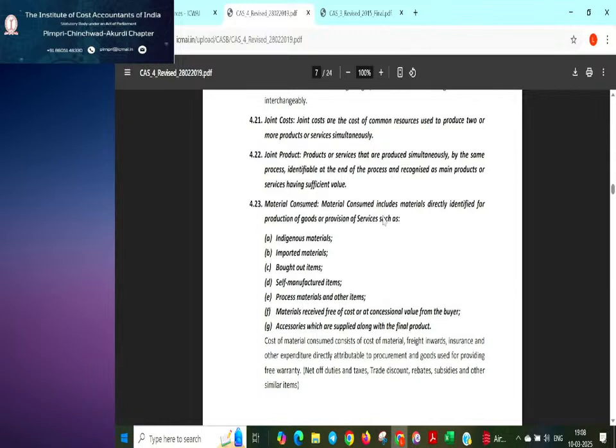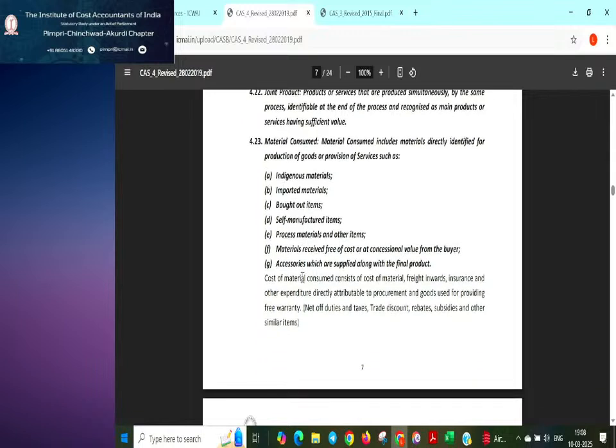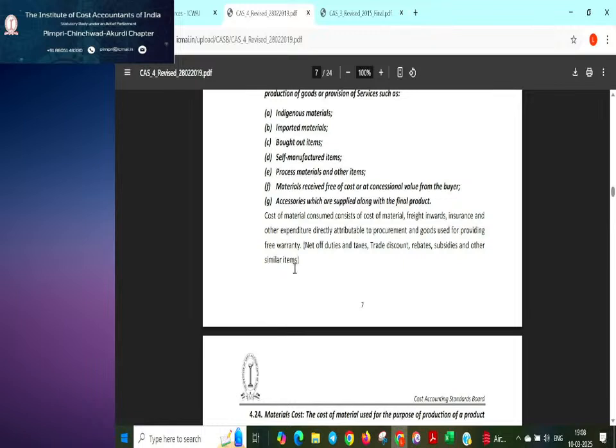Material consumed. Material consumed can be indigenous material, imported materials, bought out items or self-manufactured, process materials. All these kinds of materials will come into it. Okay, so it's always the cost of acquisition that we pay, freight inwards, insurance, other expenses, net of duties and taxes, trade discounts, rebates, subsidies. This is applicable everywhere.